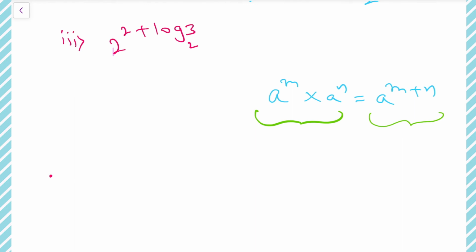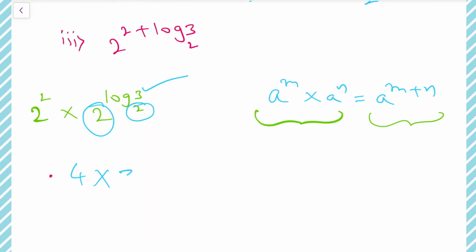a means 2, m means 2, n means log 3 base 2. Okay, let us check it out now. So, a power m is nothing but 2 power 2, into a power n, 2 power log 3 base 2. 2 square is 4, into 2 power log 3 base 2. If these two numbers are the same, then this will be the answer, 3. So 4 times 3 is 12.